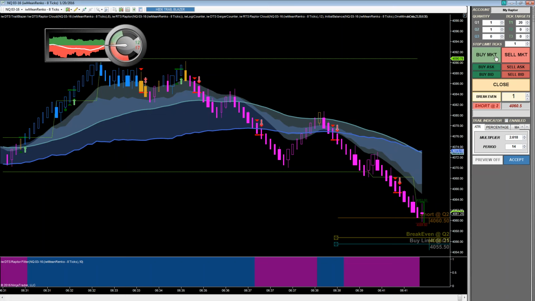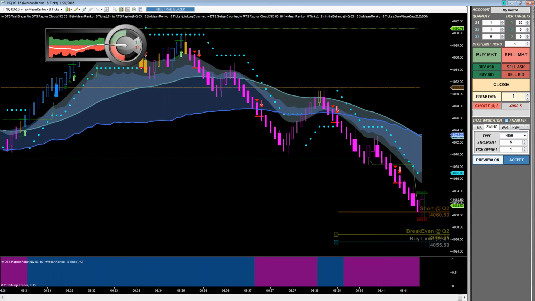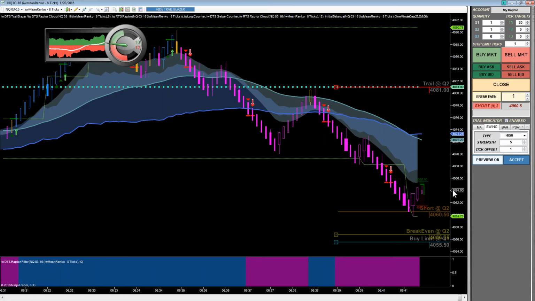The nice thing about the Trailblazer, though, it's a one-click system. You saw how I was using the Trade Manager this morning when the market was moving so fast. On one of those signals, the market actually bolted and I didn't get a chance to get in. With the Trailblazer, I simply would have had to hit the buy or sell market buttons. I would have had my, well, I don't have my stops enabled yet. Let's enable my stops. I would have had my stops, I would have had my profit target, I would have had my break even. Everything would have been there working for me simply on the click of a button.